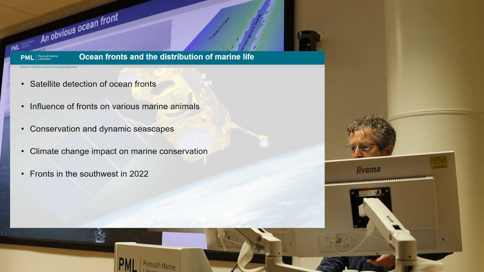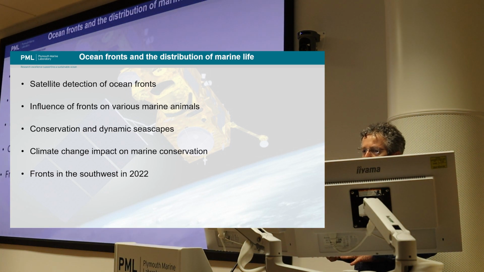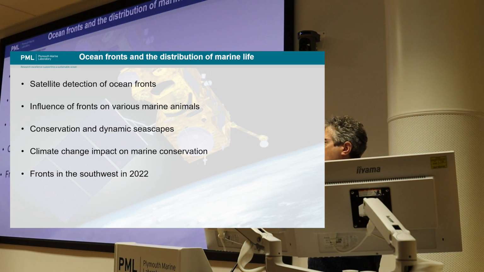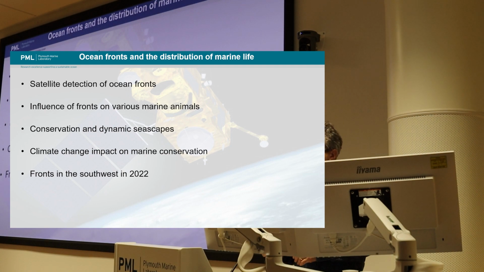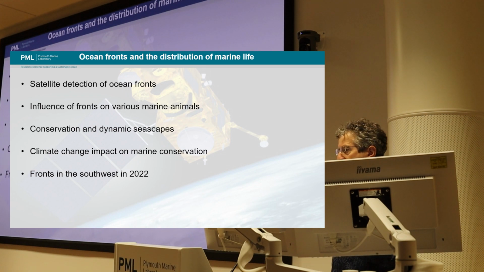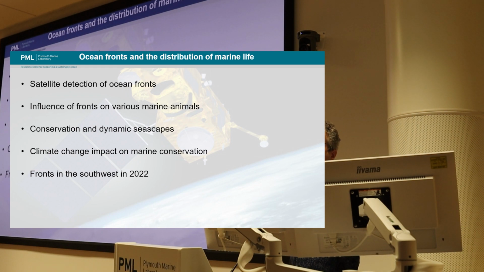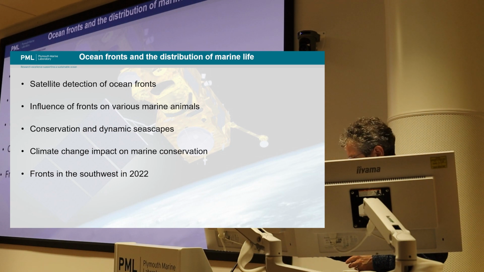And what I'll do today is go through various examples of how fronts have impacted on marine life distributions. Not necessarily from last year, but I'll try and add in a bit about last year as well. Bob asked me to talk today to focus on those interactions, because fronts are a hotspot of interactions between different trophic levels and different species.